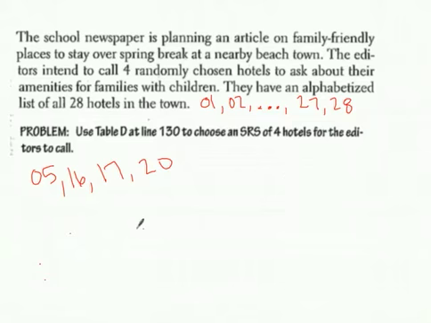So what you would do once you got those numbers is then you would go to your list of hotels, and remember each one of those has a 0, 1, 0, 2, 0, 3, all the way to 28, and you would say, okay, I'm going to choose 0, 5, 16, 17, and 20.